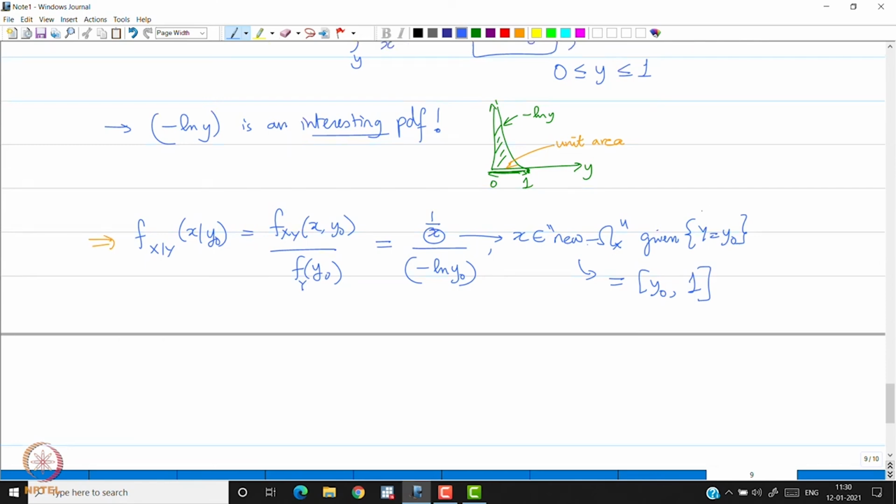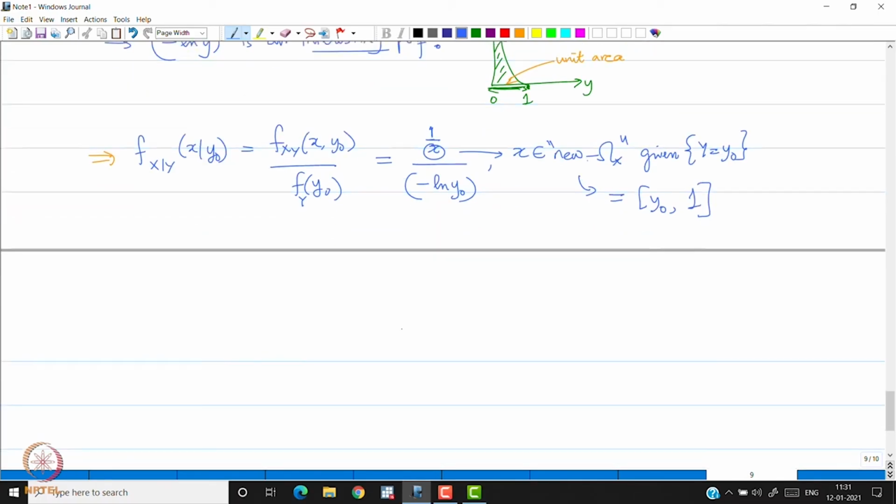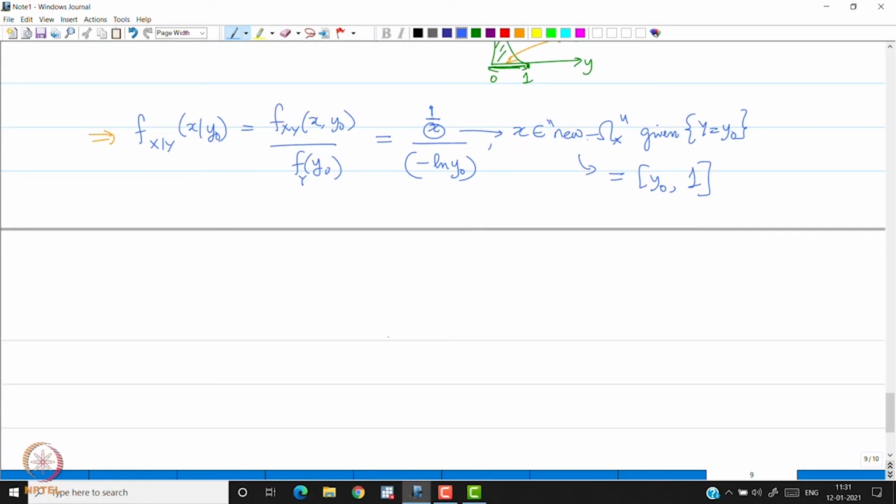So this is the very interesting conditional PDF that we want. It's basically this 1 by x normalized by minus ln y naught, and obviously the small x only takes values from y naught to 1.